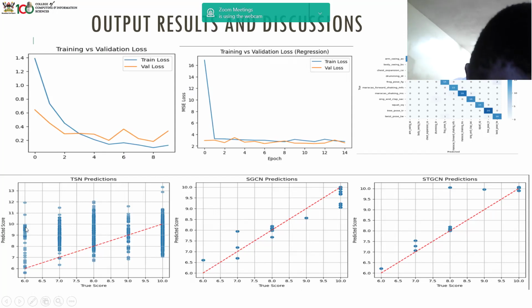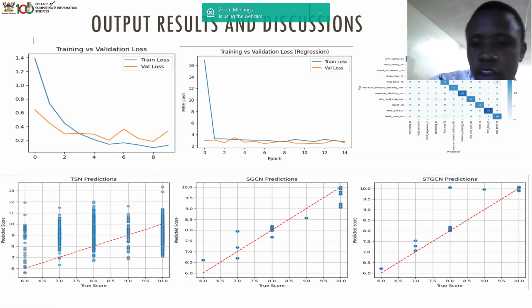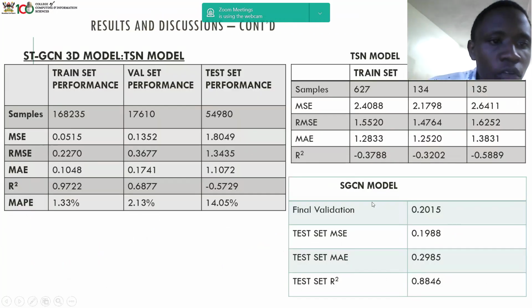These are graphs comparing the predicted score compared to the true score. We can see that our models were performing very well. This is how the TSN, SGCN, and the STGCN models performed. So here we can see the mean square errors, root mean square errors, and mean absolute errors of all the models, the STGCN, the CC, the TSN, the SGCN.